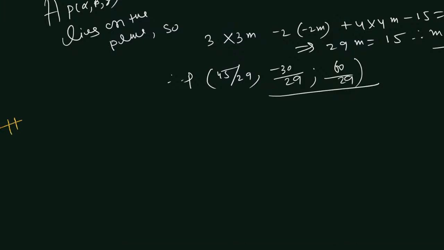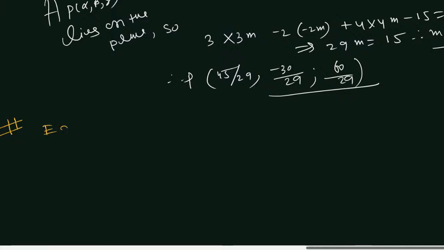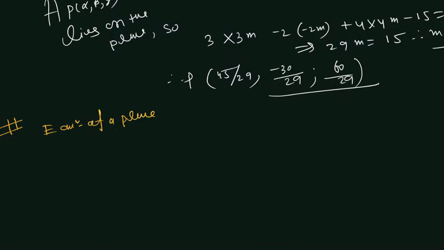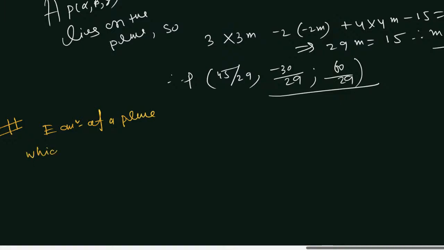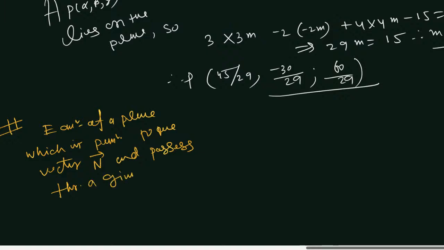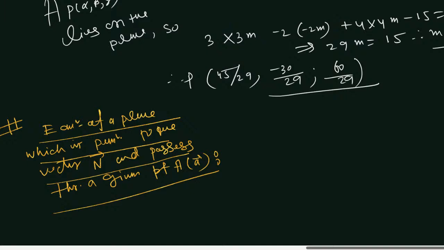Here, just for a direct answer to the question, where you have to write the equation of a plane which is perpendicular to a given vector n and passes through a given point A. Okay? This we are going to find.